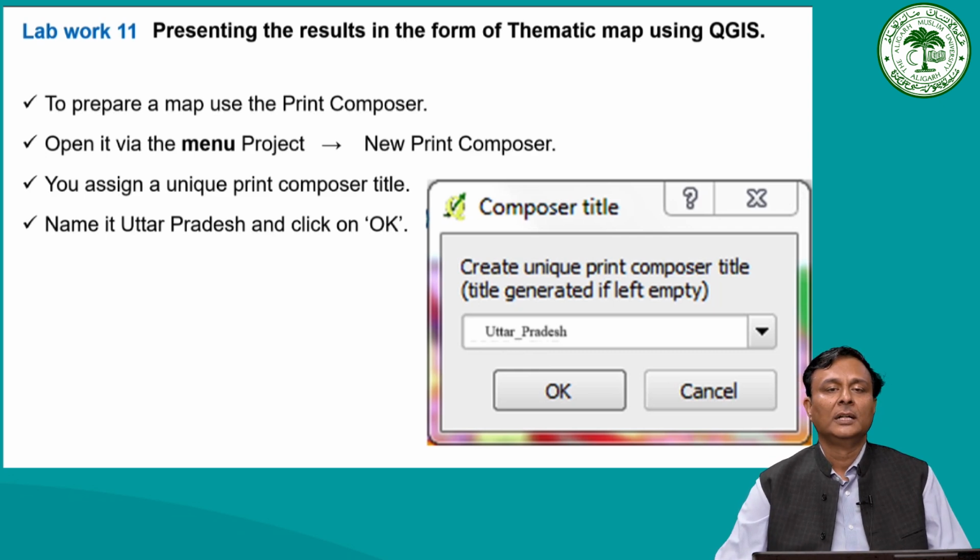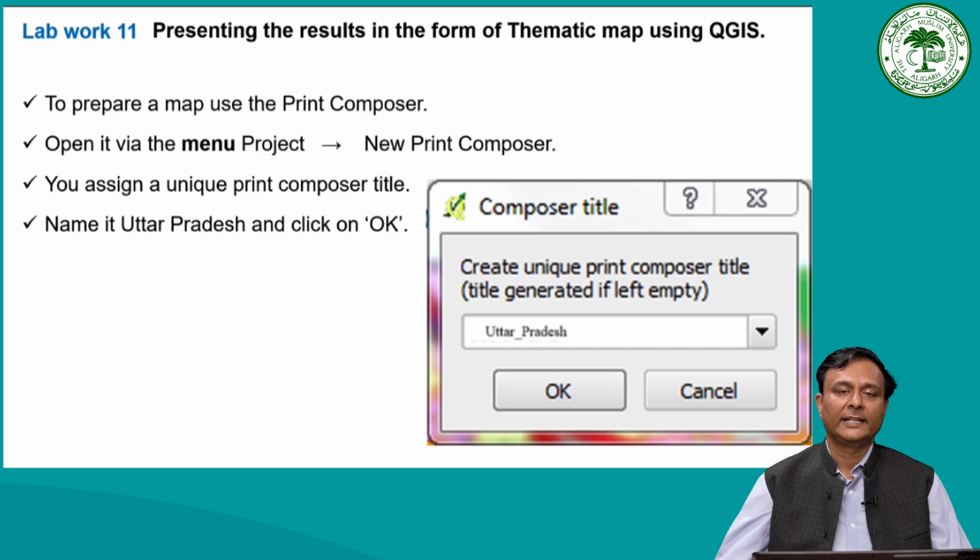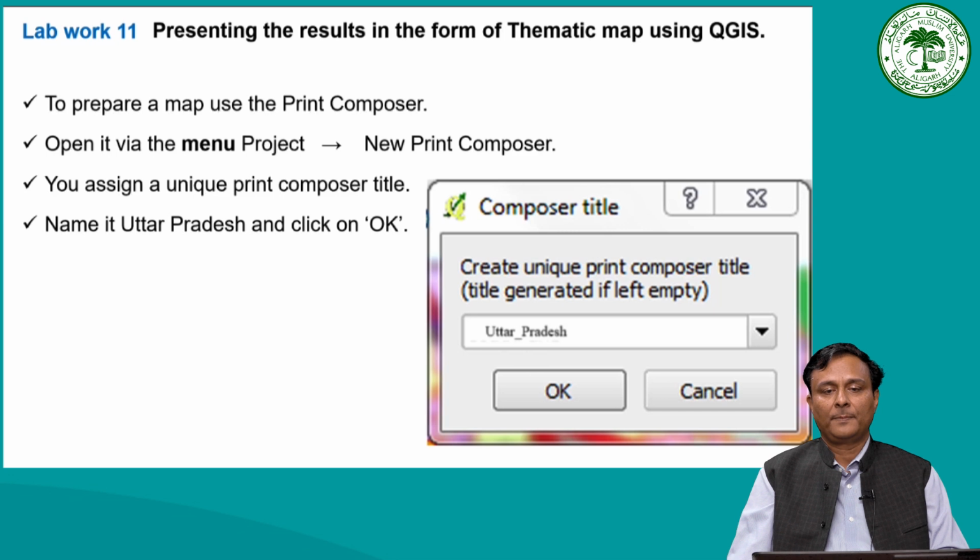There we have to use the print composer from the menu bar. Within the Project drop-down menu, in one of the submenus you will find New Print Composer, and you have to assign a unique title for it. For example, here we have given Uttar Pradesh. Then you click OK. That will bring up the thematic map presentation.